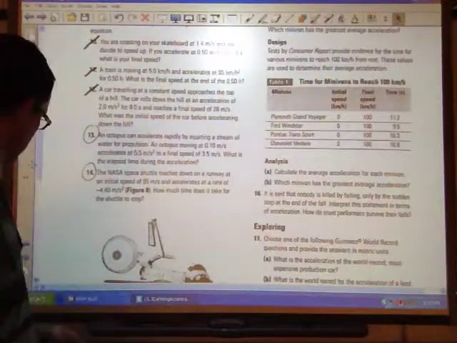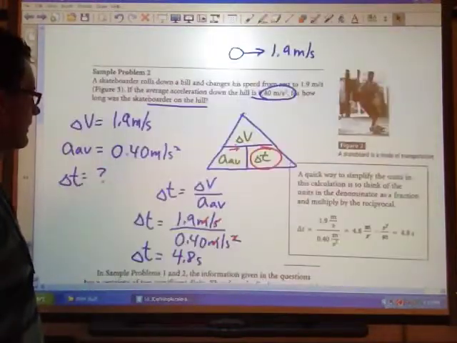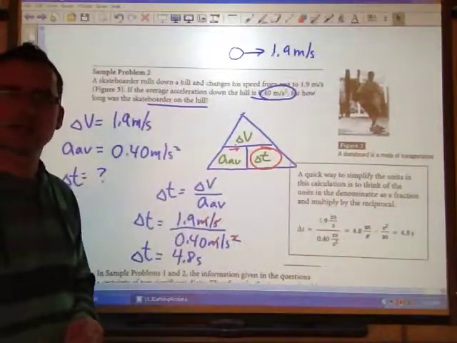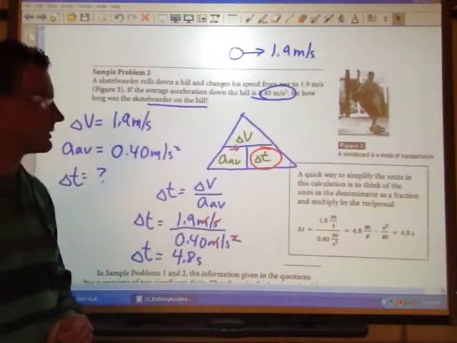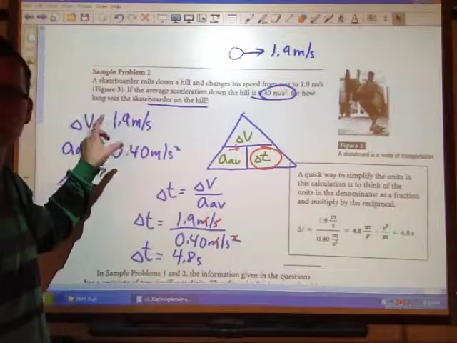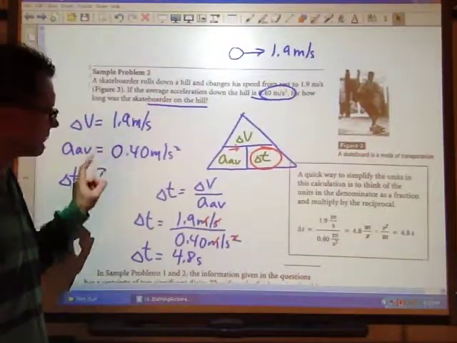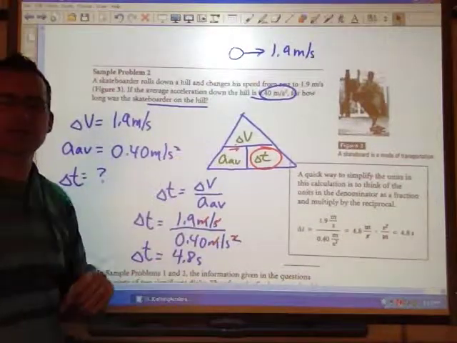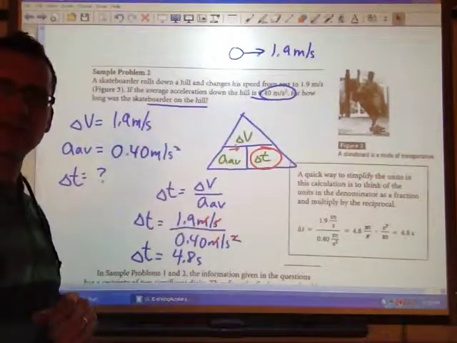So use the acceleration equation, be able to manipulate it. This is the key right here. Use that triangle there to really help you out. And of course, read the question, write down the variables you're given, write down a question mark by the variable you're asked to find, and then using that triangle or pyramid, you should be able to figure out the unknown.